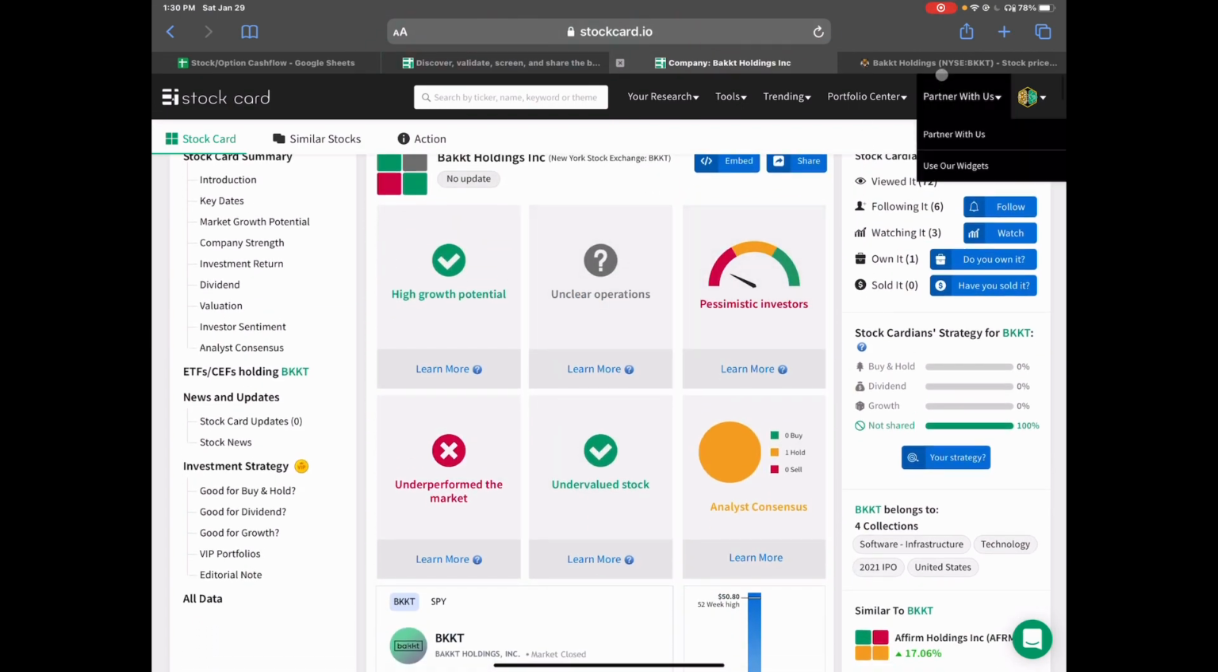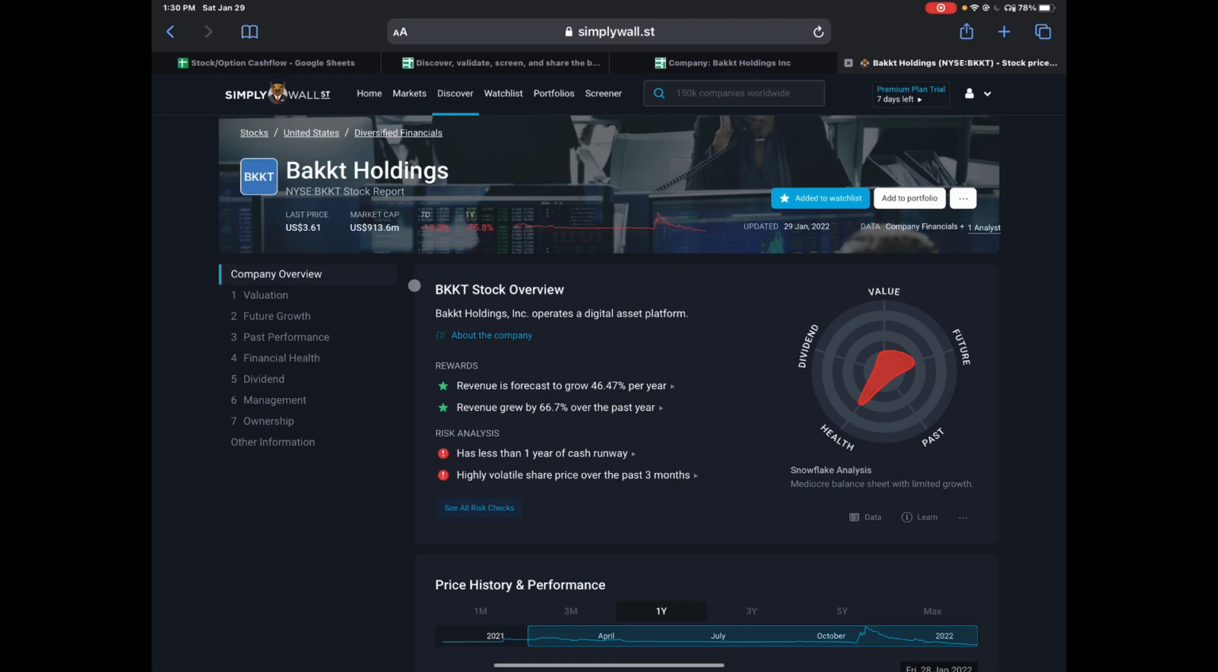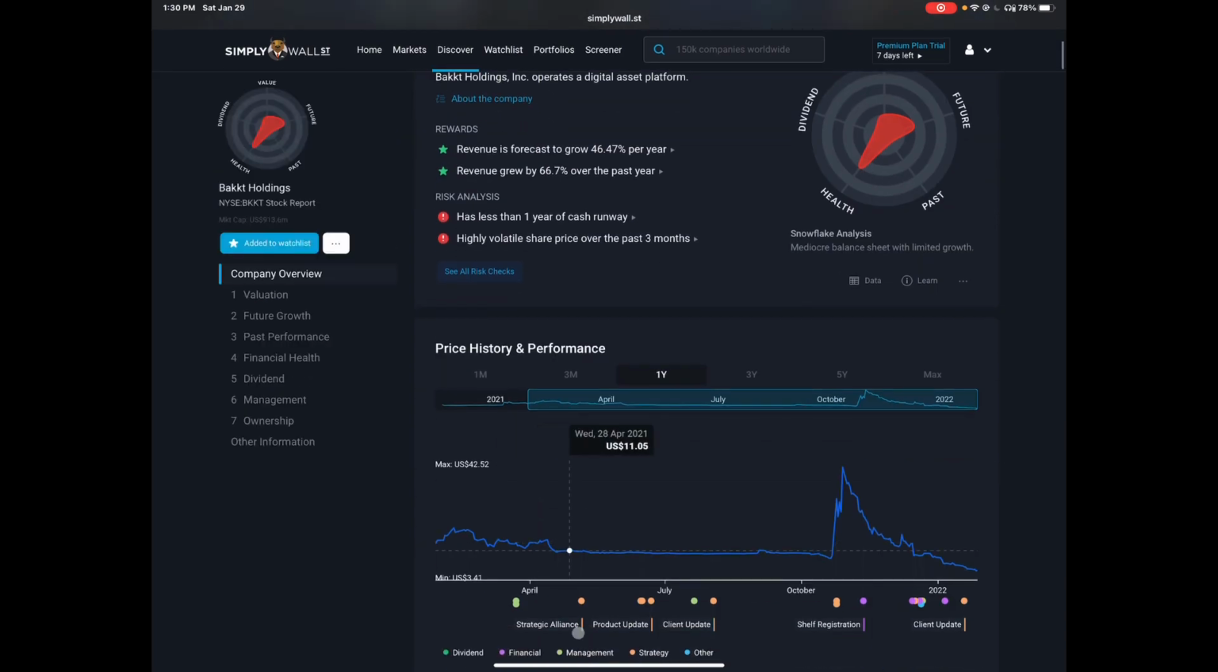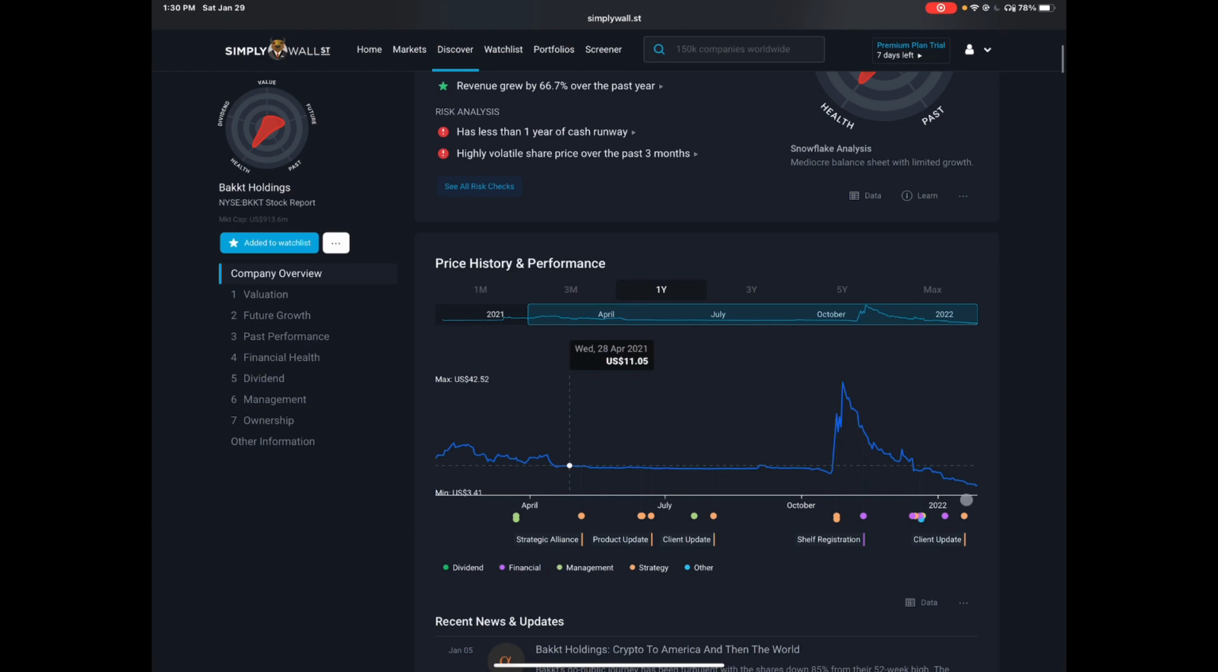But this is one of my sources. Here's another source that's completely free if you just sign up with an email. You can use these too. You can research any company. And what I love about them is they have a lot of great data here.